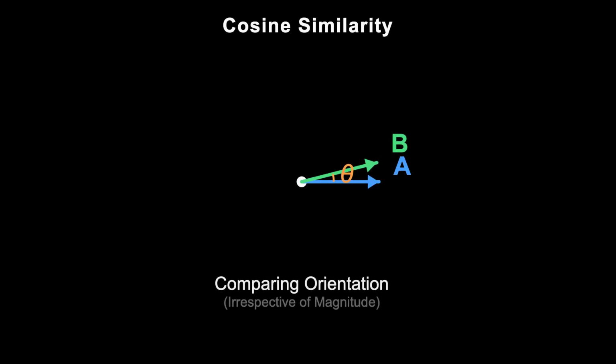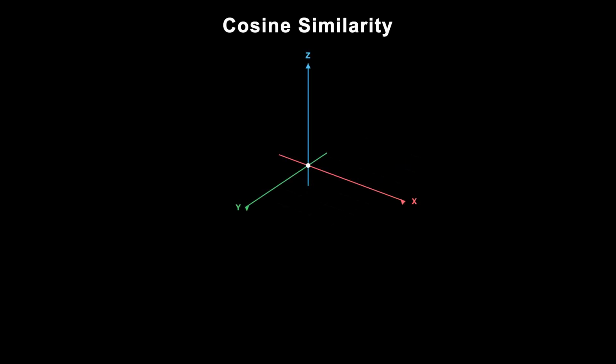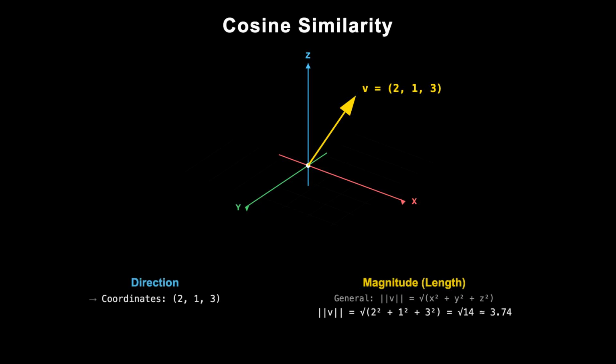Cosine similarity offers a way to compare two vectors by focusing solely on their orientation, irrespective of their magnitude. To grasp this concept, it's essential to first understand what a vector is and the kind of space these vectors inhabit. A vector is essentially an ordered list of numbers, such as 2, 1, 3. Visualize it as an arrow in space. The arrow's length indicates the vector's magnitude, while its direction specifies how its components are arranged relative to each other.